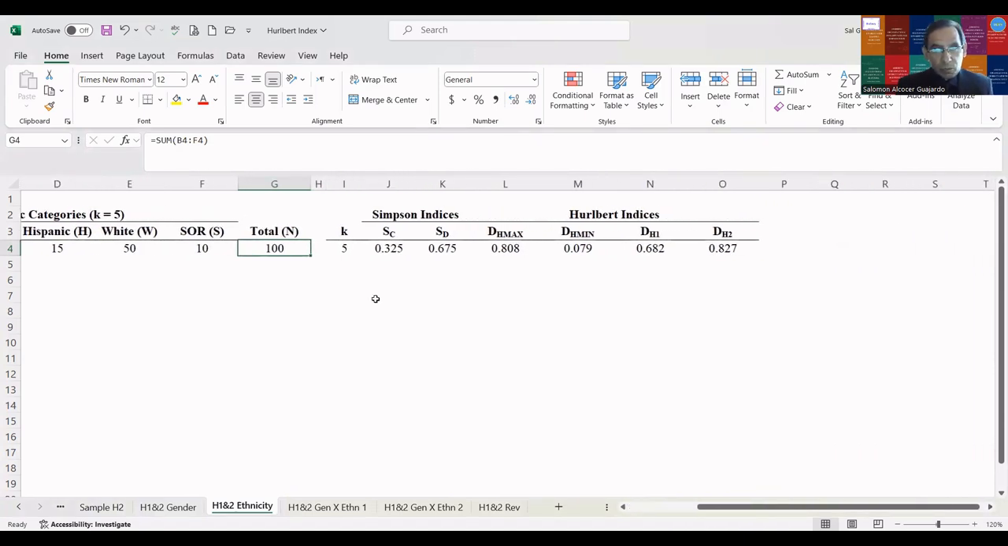As I mentioned in episode 1, this is a quick review of the Simpson indices. Again, the Hurlbert indices are based on the Simpson index. So here we have 5 categories, so a K of 5.